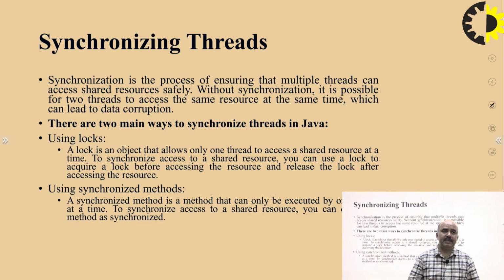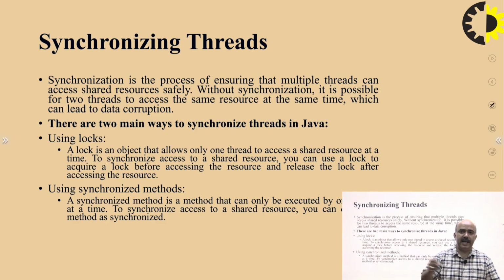There are two ways we can synchronize those threads: either by using a lock or by using the synchronized method. A lock is an object which allows one thread to access the shared resources at a single instance of time. So to synchronize access to shared resources, you can use a lock, acquiring it before accessing the resources.